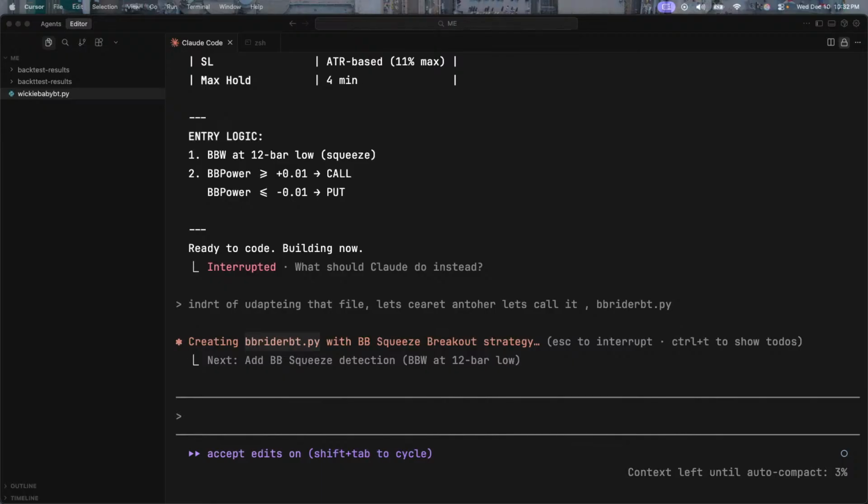So I'm just going to be quiet. I'm going to wait for this backtest to actually be created. Then once it's created, we're going to run it, and it's going to be fantastic. So I can't wait.